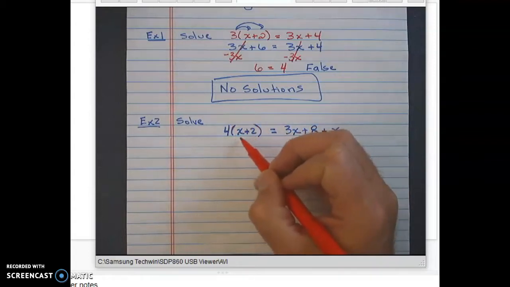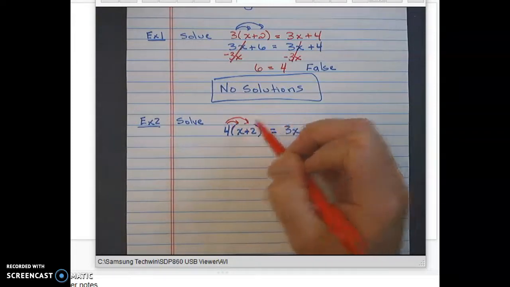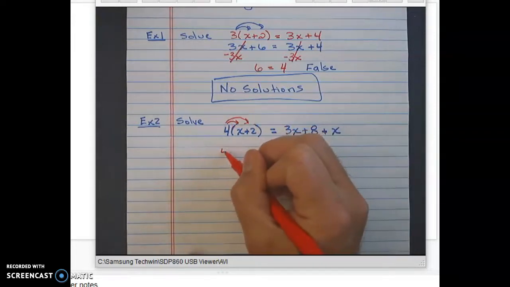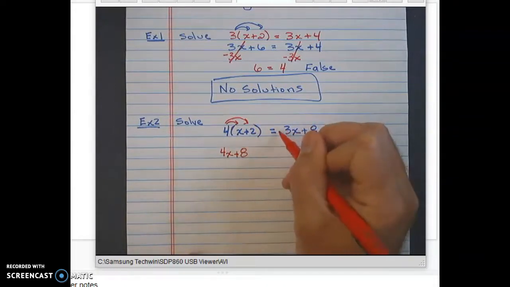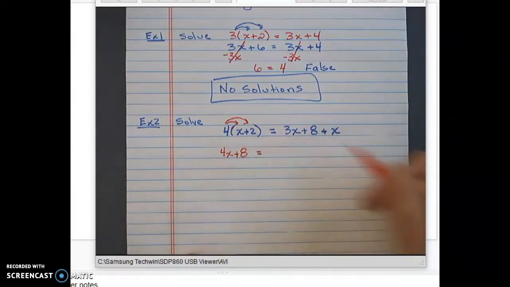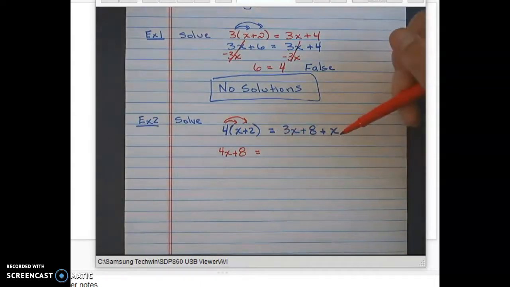Because there's more than one thing in the parentheses, I know I have to distribute or multiply that out. So I would start and multiply that out and get 4 times x is 4x. 4 times 2 is 8. Move on, get my equal sign over here, and then I would have an option. I could just rewrite this whole thing, or I could look at this side.